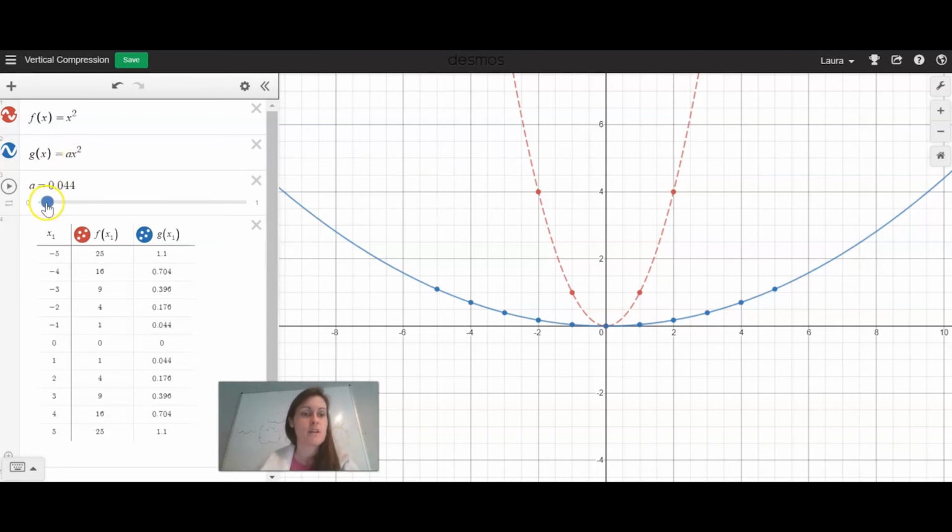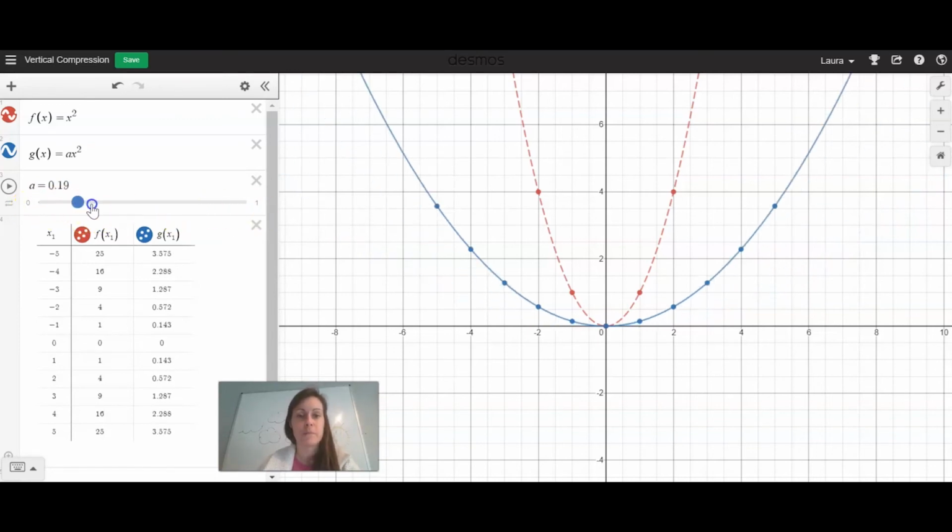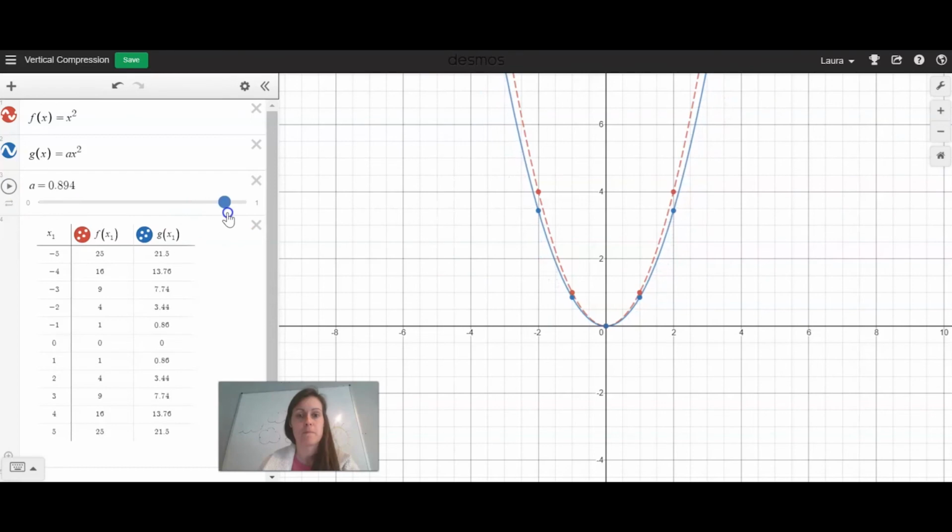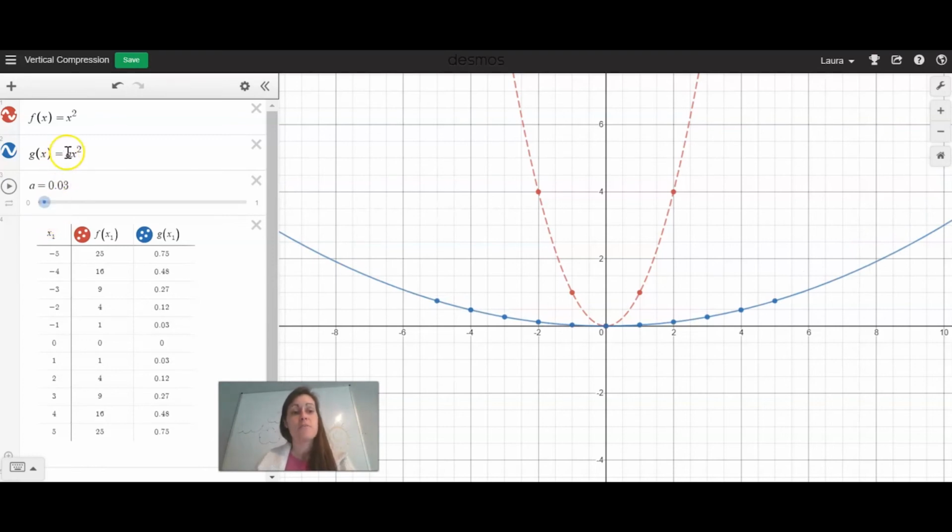So let's start by looking to see what happens when I change the value of a so that it is between 0 and 1. So what you might be noticing is that if the value of a is anywhere between 0 and 1, the graph of g of x is wider than the graph of f of x.